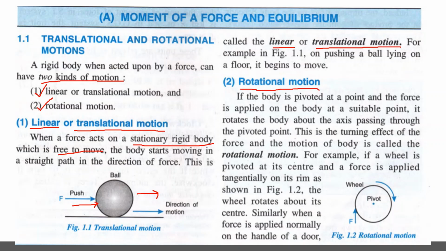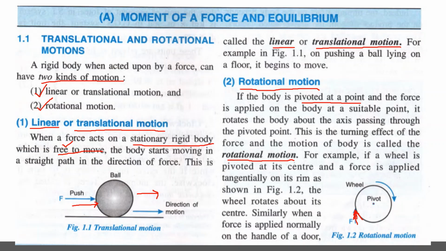So in the first case, the body was free to move. In the second case, the body is pivoted at a point. So as we apply a force on a pivoted body, what will happen? It will rotate about that pivoted point. This kind of motion is known as rotational motion. Example, in the case of a wheel, the wheel is pivoted at this point. We are applying a force on the rim of the wheel. What will happen? The wheel will rotate about this pivoted point.